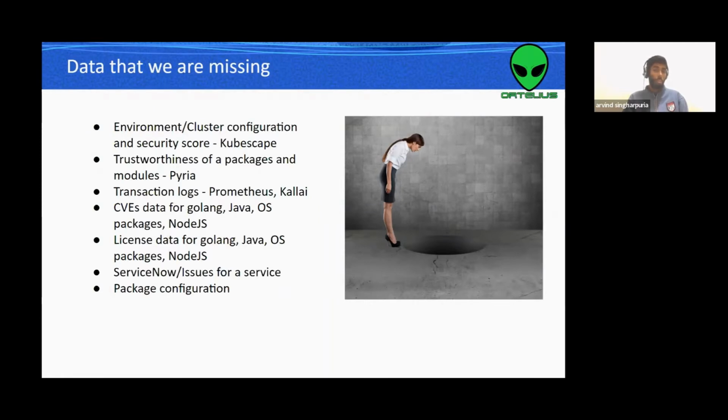Trustworthiness of a package and module is for ID. We want some transaction logs from Prometheus and Kali. We need CVE data for the different languages we are using, like Golang, Java, operating system packages, Node.js. We need license data for the backend languages we are using, like Golang, Node.js. We need ServiceNow issues for a service. And we need the package configuration, or simply the different versions, tracking the versions of the configuration that we are using in each version of our microservices.